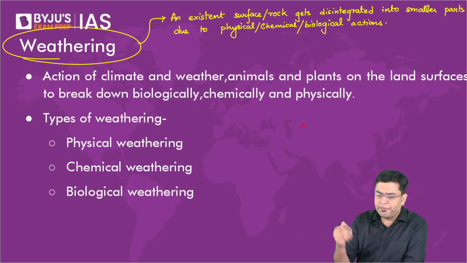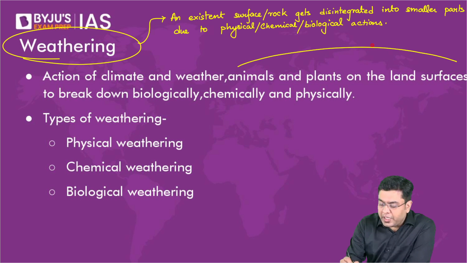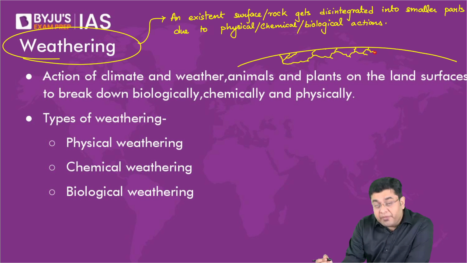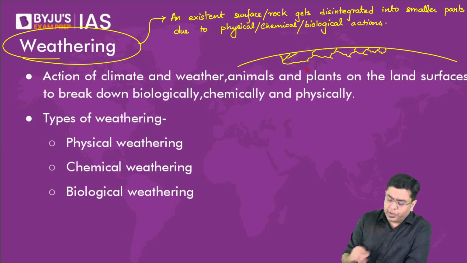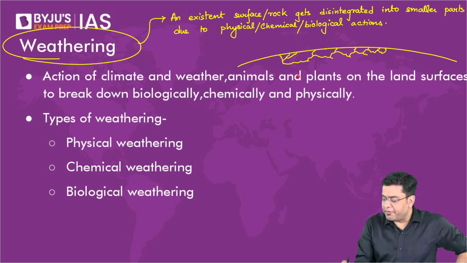So here, let us understand how is it that a physical, chemical, or a biological process can lead to disintegration of a rock. Let's suppose a large rock. Initially that large rock will get broken into multiple smaller fragments, and then these small parts will get broken further, and it carries on. So first of all, let us try to understand what do we mean by physical weathering. Physical weathering means what?